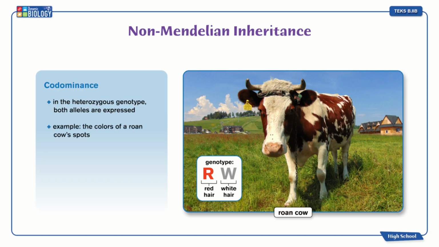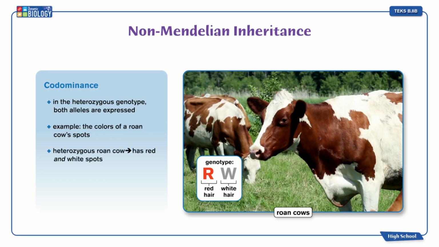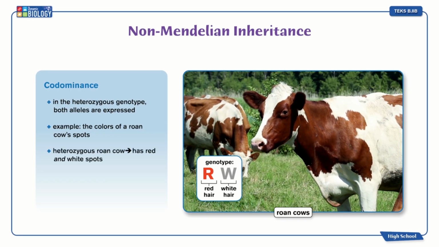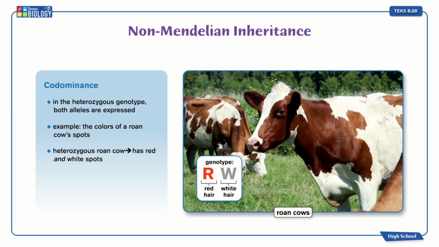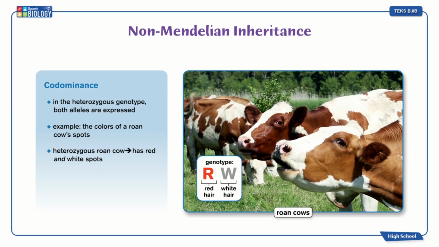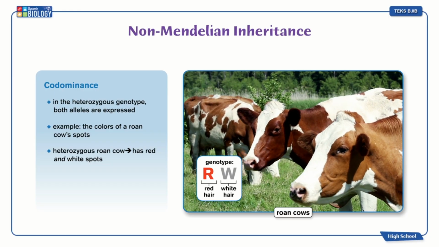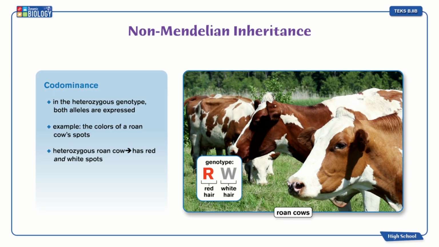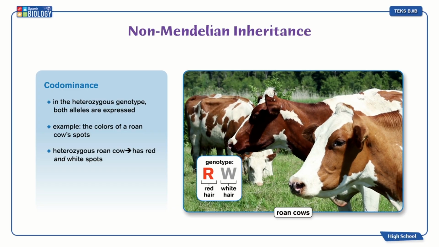A roan cow's spots are an example of a trait that follows the codominance pattern. In the image shown, notice that the roan cow has distinct reddish spots and distinct white spots. These cows are heterozygous for the trait of hair color. They have an allele for red hair and an allele for white hair. Both alleles are expressed, resulting in red and white spots.